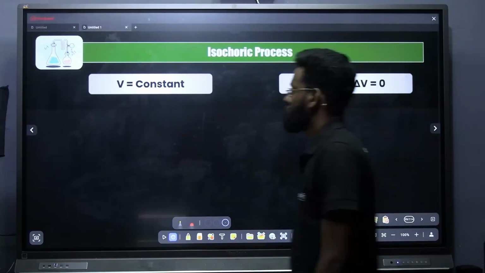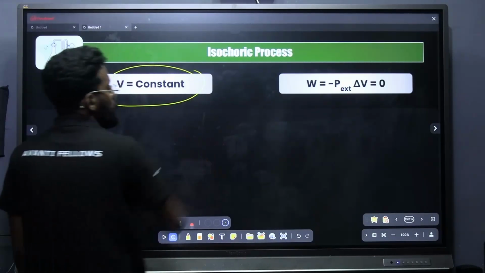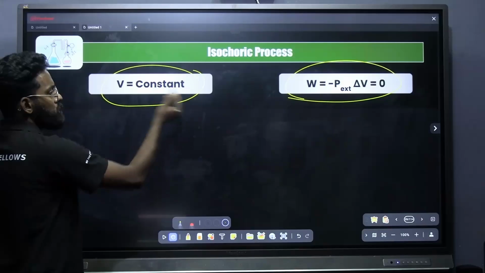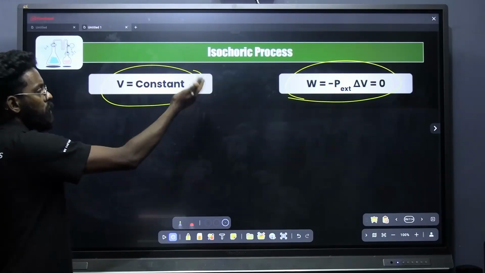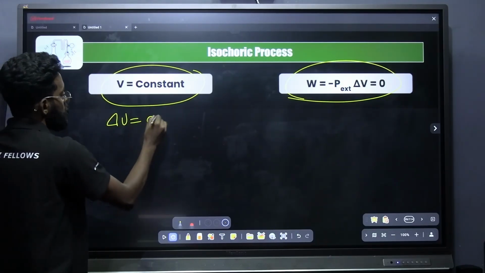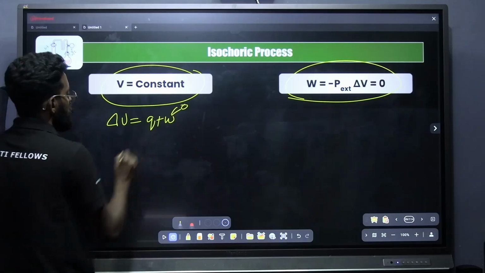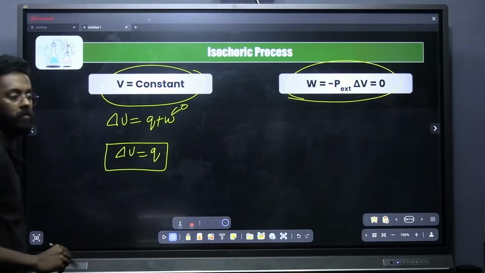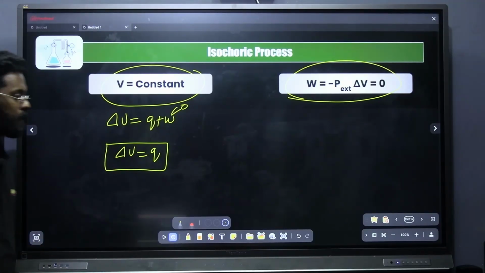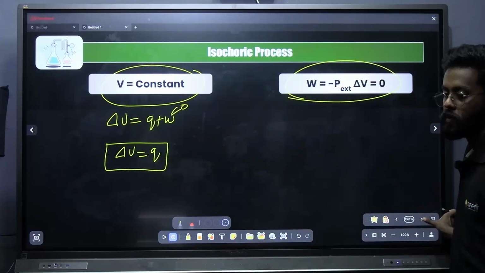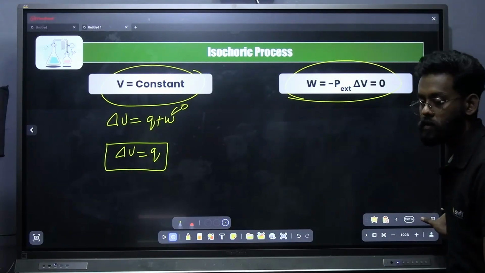Okay, now for the isochoric process. For an isochoric process, volume is constant. If the volume is constant, delta V is equal to 0, which means work done will be 0. According to the first law of thermodynamics, delta U is equal to Q plus W. If work done is 0, delta U will be equal to Q for an isochoric process. Now we can move into the next process. Shall I move, students? Yes.